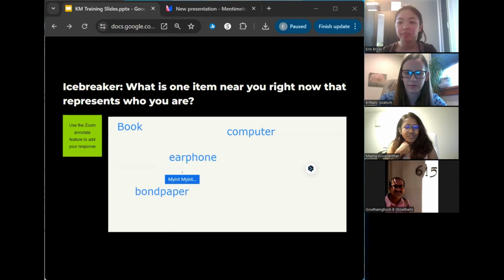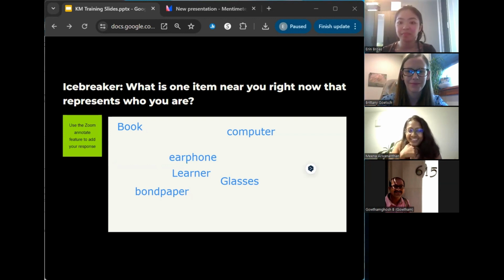Okay, a book, computer, earphone, bond paper, glasses, learner. Okay. I'm curious to know how glasses represents who you are. That's really interesting.